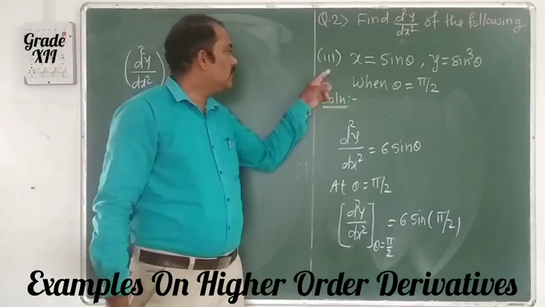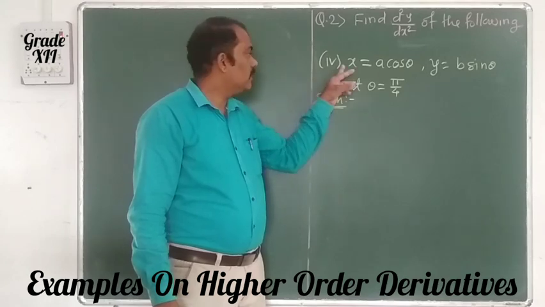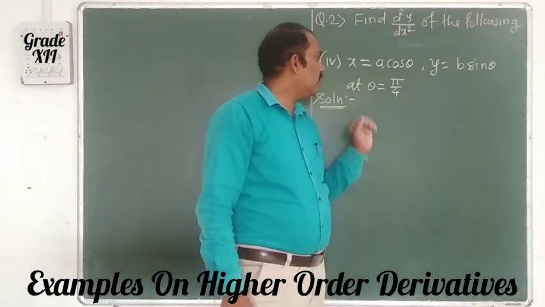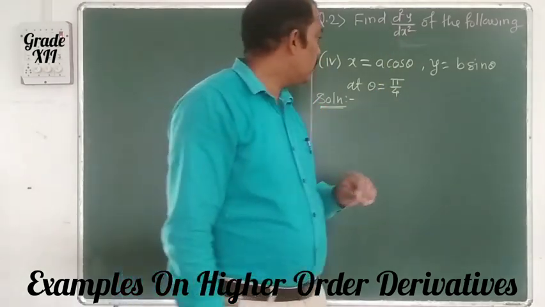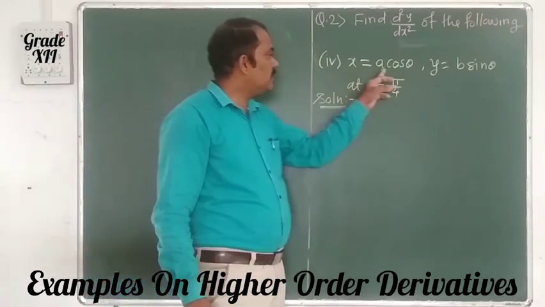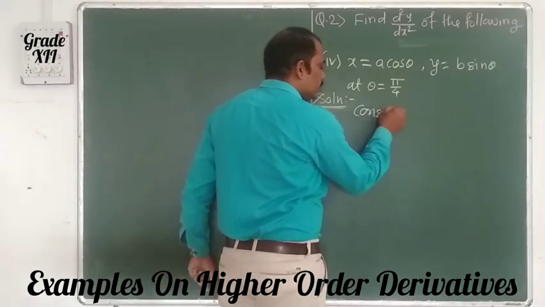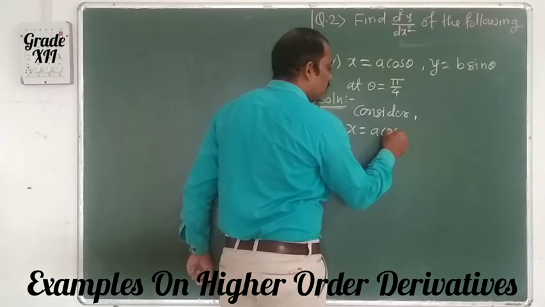Afterwards, we have to discuss example number 4. Example number 4: x is equal to a cos theta, y is equal to b sin theta. We have to find d2y by dx square at theta is equal to pi by 4. First, we consider x is equal to a cos theta.